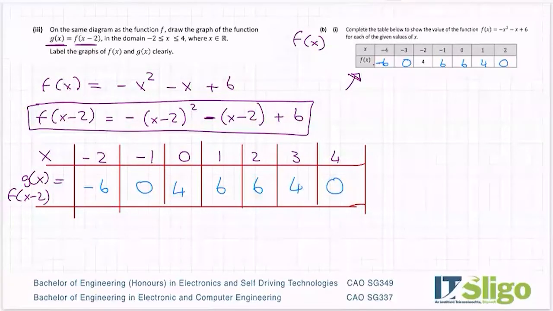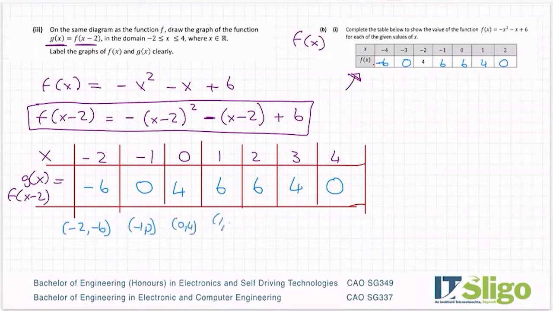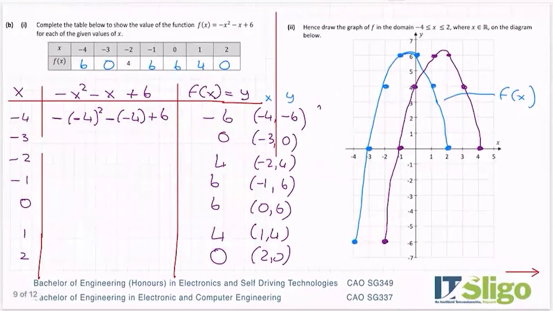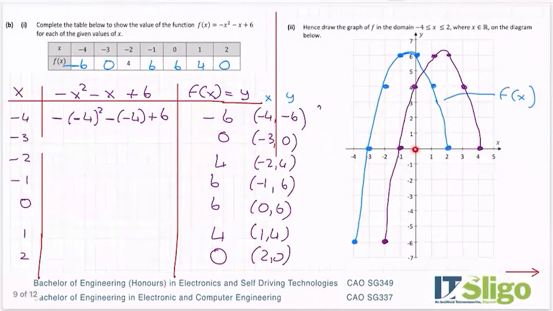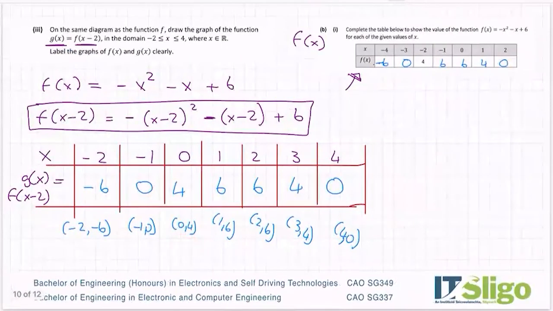Okay, so that is you then plotting -2, -6, -1, 0, 0, 4, 1, 6, 2, 6, 3, 4, and 4, 0. Okay, so there's your couples, x, comma, y. So let's go back over to our graph. And now we're looking at the purple one. Okay, so you can see now you have -2, -6. I have -1, 0 as my next one. I have 0 up to 4 as my third one, and so on and so forth.